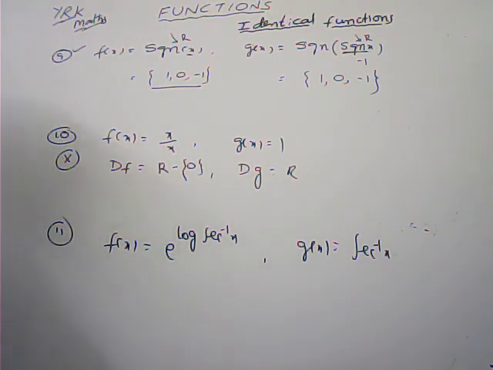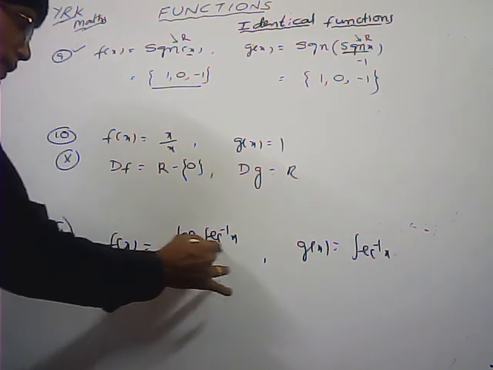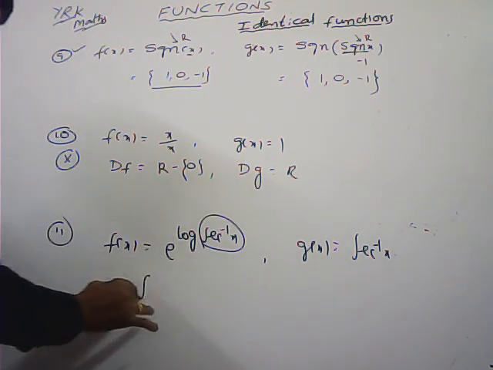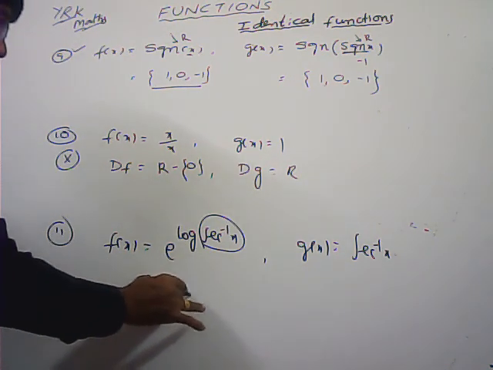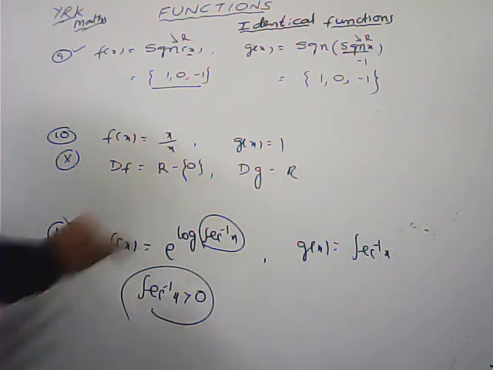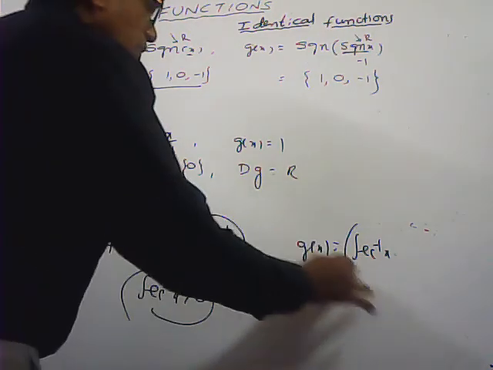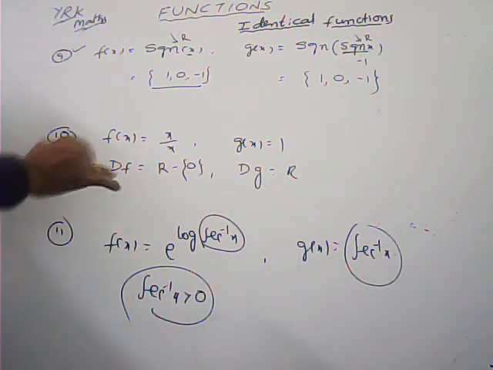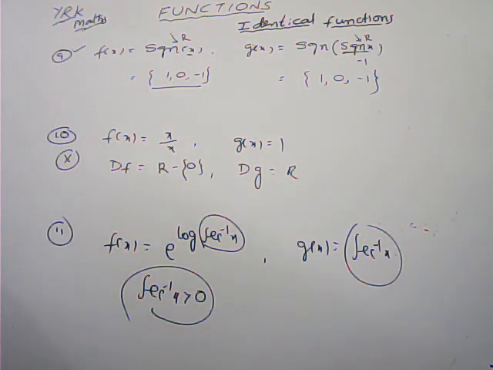Now the 11th one, log of secant inverse x is there. So secant inverse x should be more than 0. Here secant inverse x can take any value, either negative or positive, but here only positive should be there. So both are not dependent on the same domain, so both are not identical here.